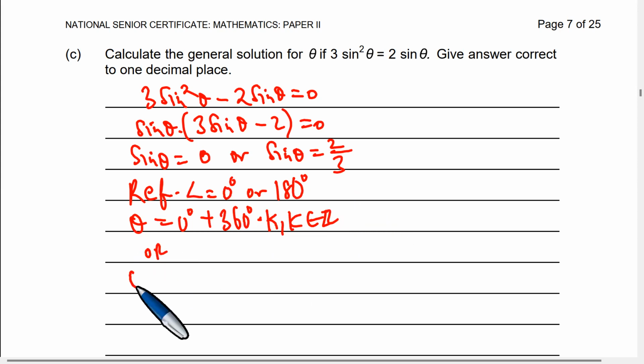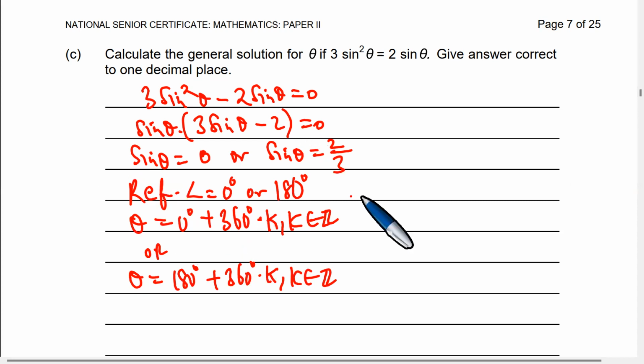Or you can take theta to be 180 degrees plus 360 degrees times k, where k is in Z. We add multiples of 360 because of the period of the trigonometric sine function. This is the case, now we're going to focus on the other one. The sine of theta is 2/3.